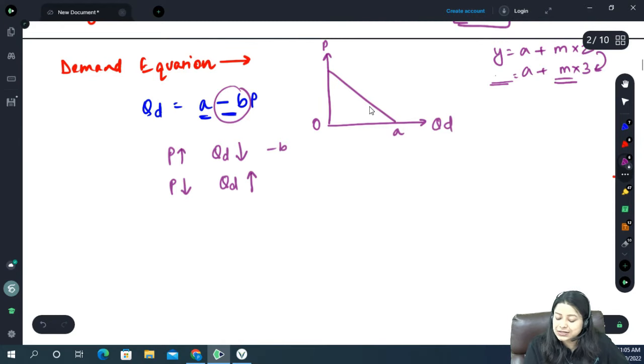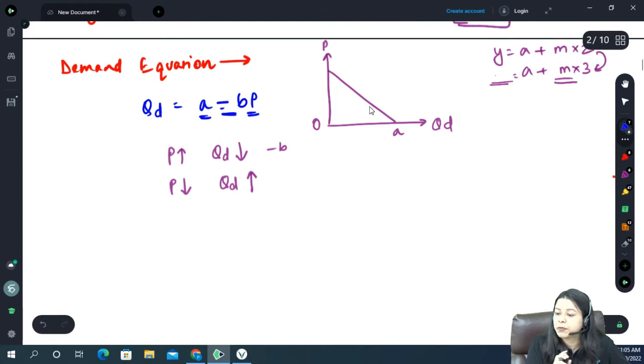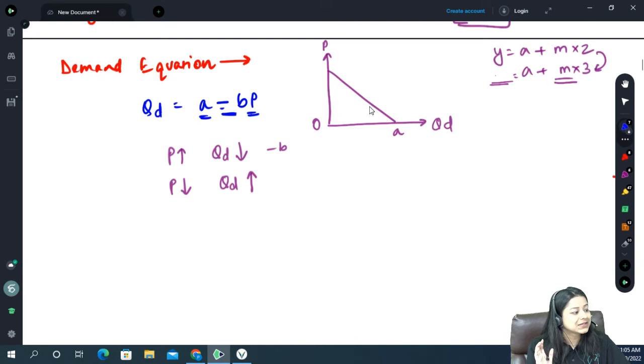Or if your price falls, your quantity demanded will increase. So if your price is falling, the change in the price is negative. Negative plus negative, positive. The change in the quantity demanded will be positive. Is this clear to everyone?